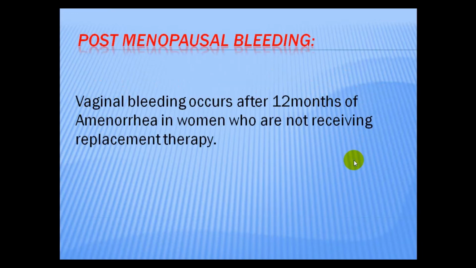Lecture today about postmenopausal bleeding. Postmenopausal bleeding is vaginal bleeding that occurs after 12 months of amenorrhea in women who are not receiving replacement therapy.